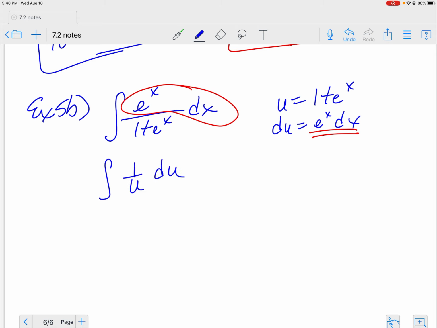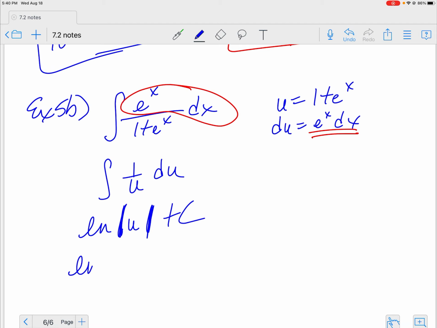1 over u du. Look familiar? Oh, yeah, it does. That's my natural log. I told you that fellow wasn't going away. Natural log of u. Just learned it. And then you sub it back in: the natural log of 1 plus e to the x plus c. Which is why I always make my absolute value bars dark, because I don't want you to think it's a 1. That's just my way of trying to organize our work a little bit better. Cool, right? It's coming along.